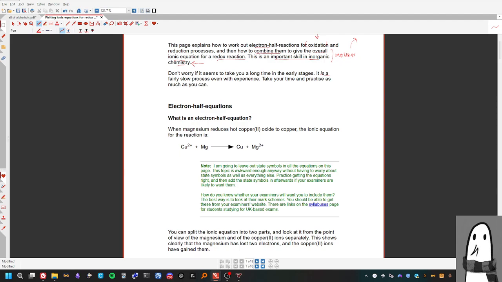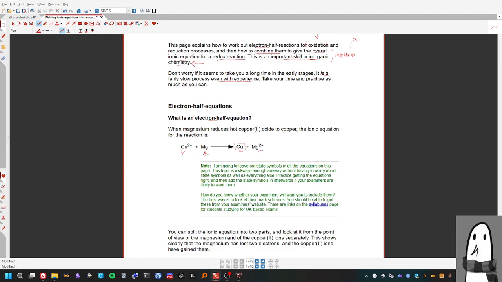It is a fairly slow process even with experience, so just take your time and practice as much as you can. Here we have an electron half equation. When magnesium reduces hot copper oxide to copper, the ionic equation is CuO plus Mg, so you have hot copper oxide plus your magnesium, and it turns into copper, the solid, plus Mg2+ ion.